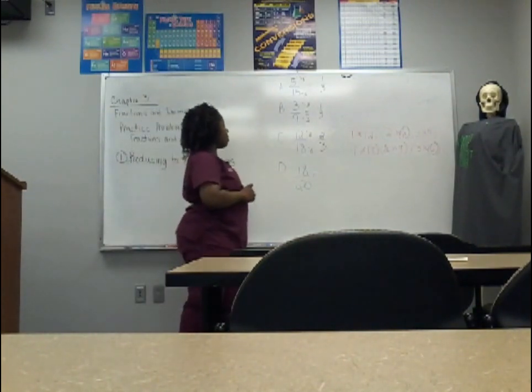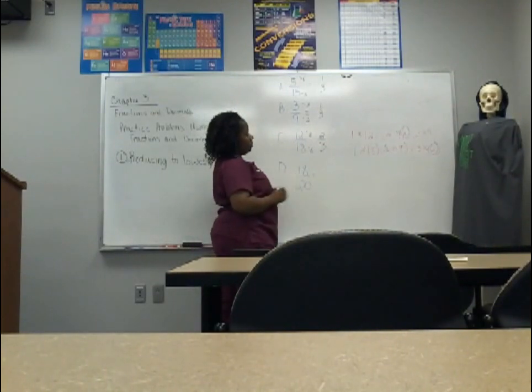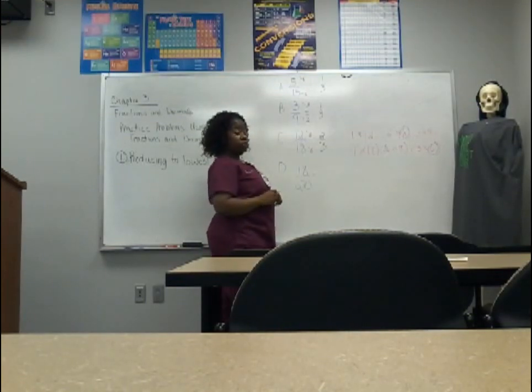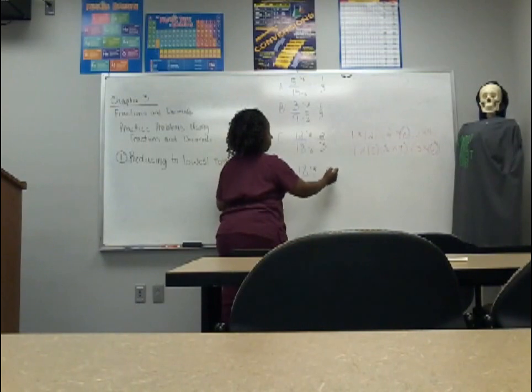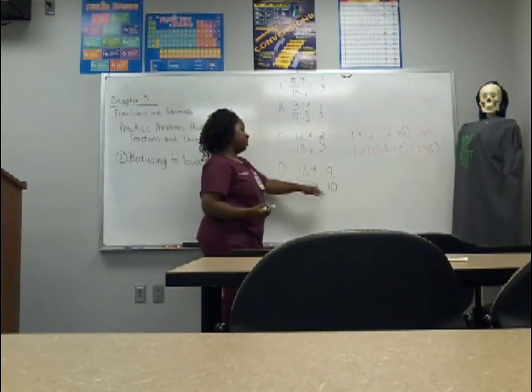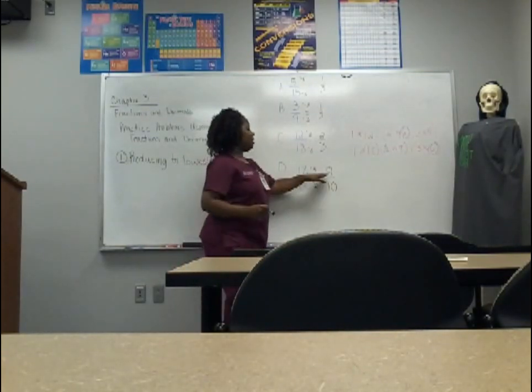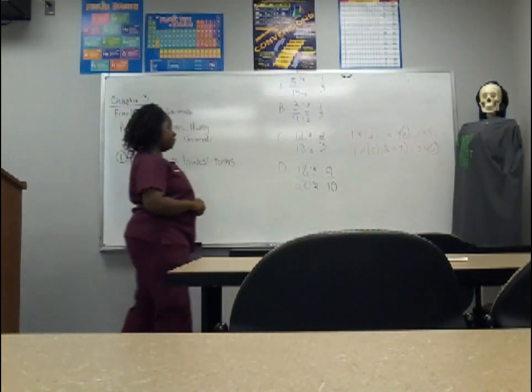Next, the common multiple between these two is 2. 18 divided by 2 is 9, and 20 divided by 2 is 10. We cannot reduce this any further because 9 and 10 do not have any common multiples.